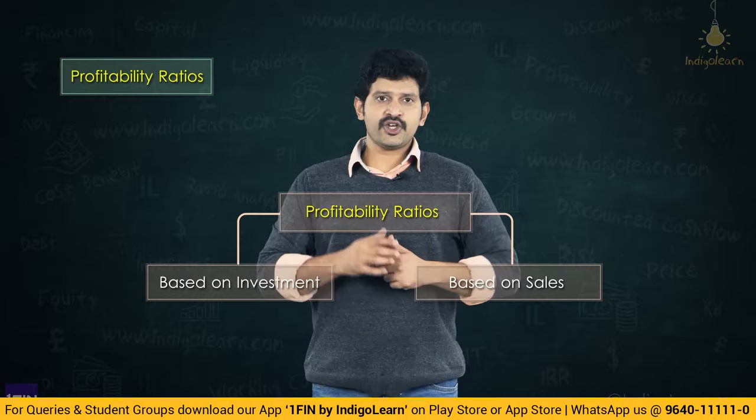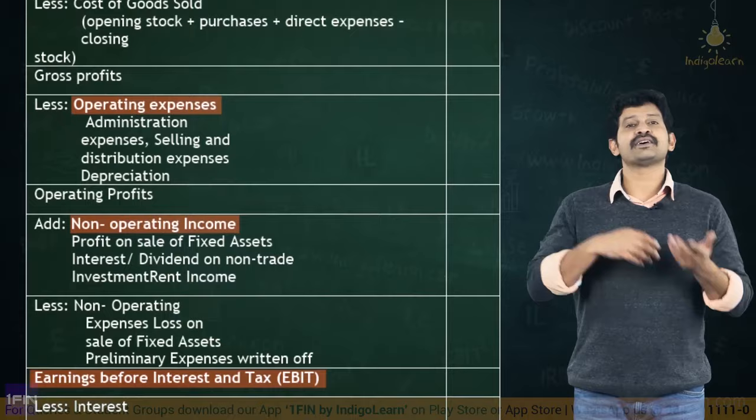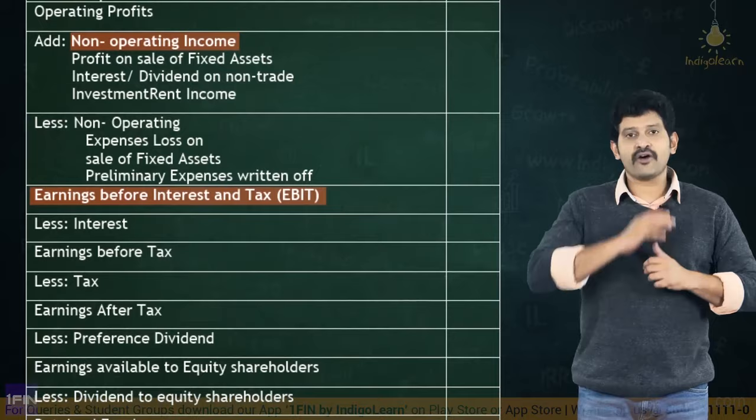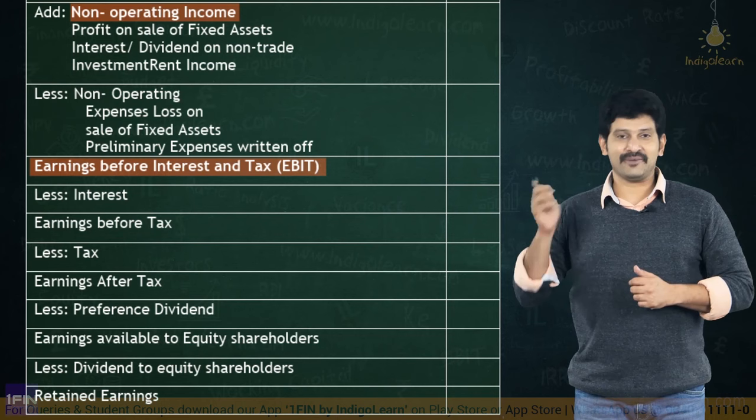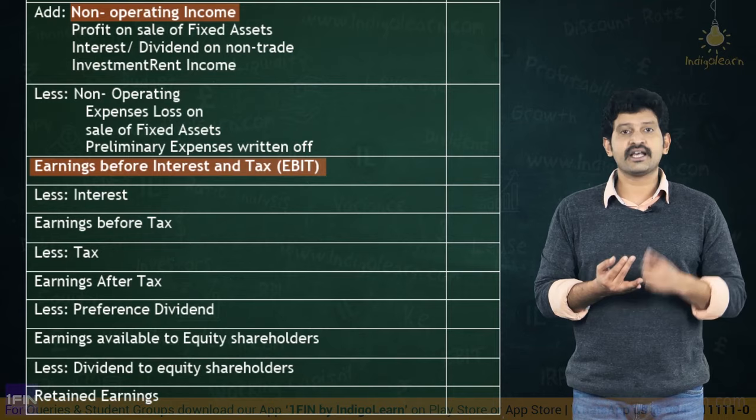Friends, before we talk about the ratios, can you just recap our income statement? Sales minus cost of goods sold, gross profit minus other operating expenses, operating profit minus interest, minus tax, PAT or net profit. Therefore, we can see various terms of profits. What are those? We have gross profit, operating profit, net profit. Therefore, our profitability ratios on the basis of sales will be 3 types: gross profit ratio or gross profit margin, operating profit ratio or operating profit margin, net profit ratio or net profit margin.